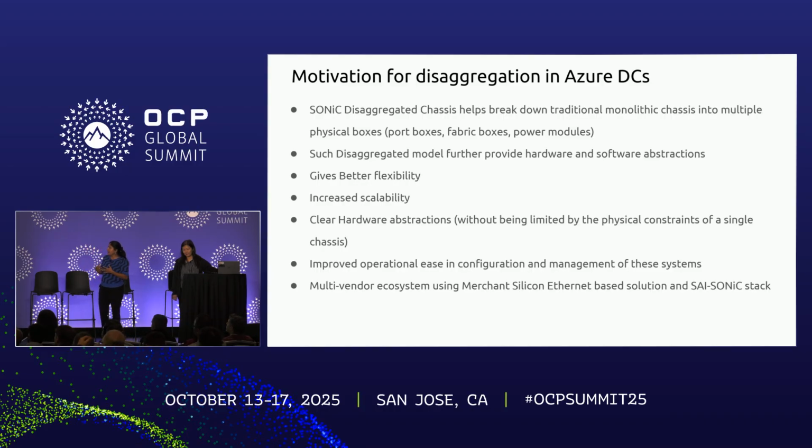And by having the clear hardware abstractions, we are no longer limited by the physical constraints of a single big chassis. And we are also seeing improved operational ease for configuration and management of these systems. OCP is all about being open and an open ecosystem. This is a classic case of a multi-vendor ecosystem, bringing in multiple partners, multiple OEM, ODM vendors, based on merchant silicon, and Ethernet is the technology to go, with the open SONiC stack.